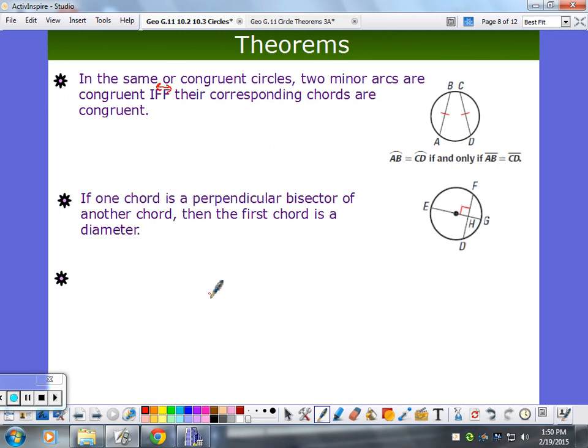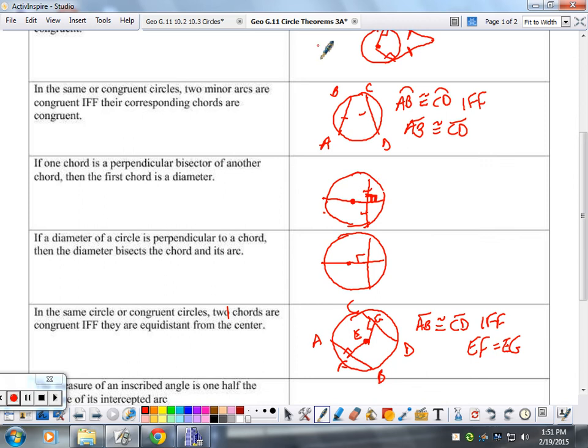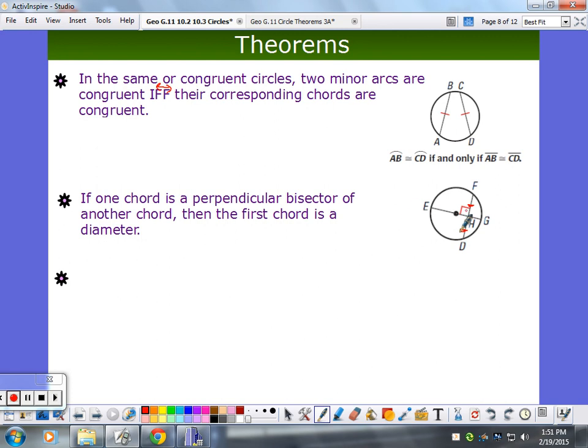These next two theorems are kind of similar. If one chord in a circle is a perpendicular bisector, we should probably show that these two pieces are congruent. We should probably do that in your picture as well. Perpendicular bisector. If that's true, then it must be that this chord was a diameter, because that's the only way you can get there. So if you have a situation where two chords are bisecting, and one of them is a perpendicular bisector, the other one has to be a diameter.